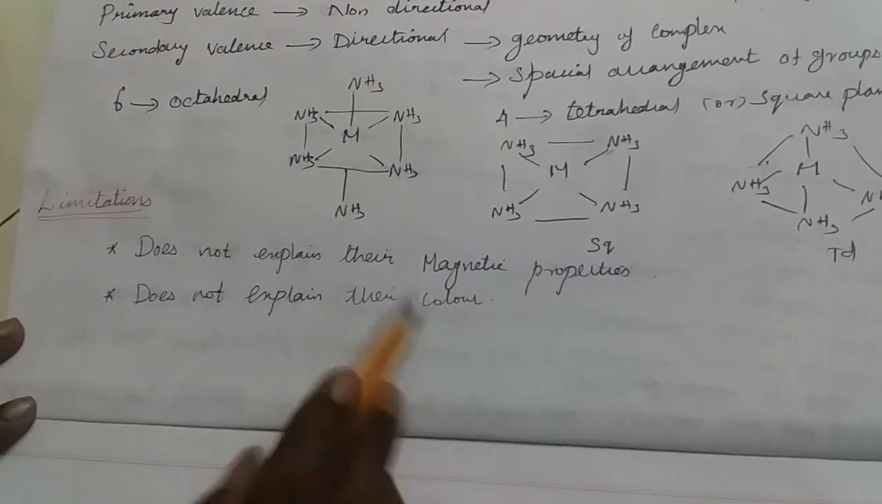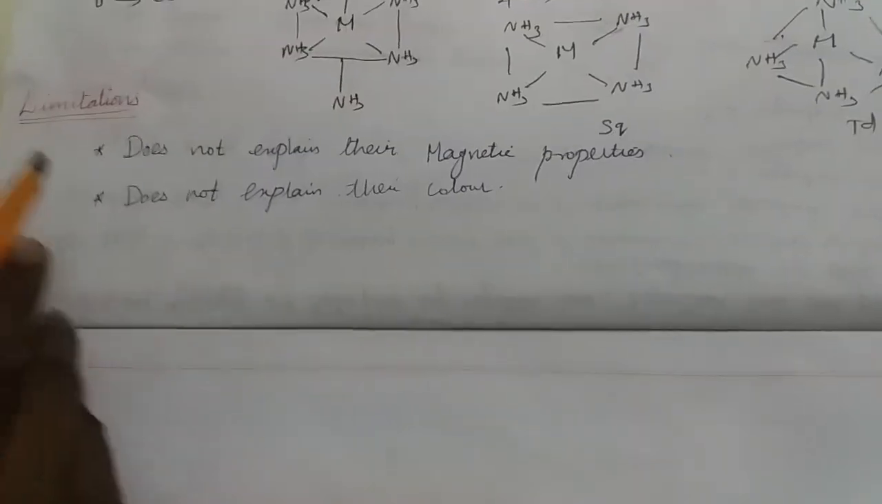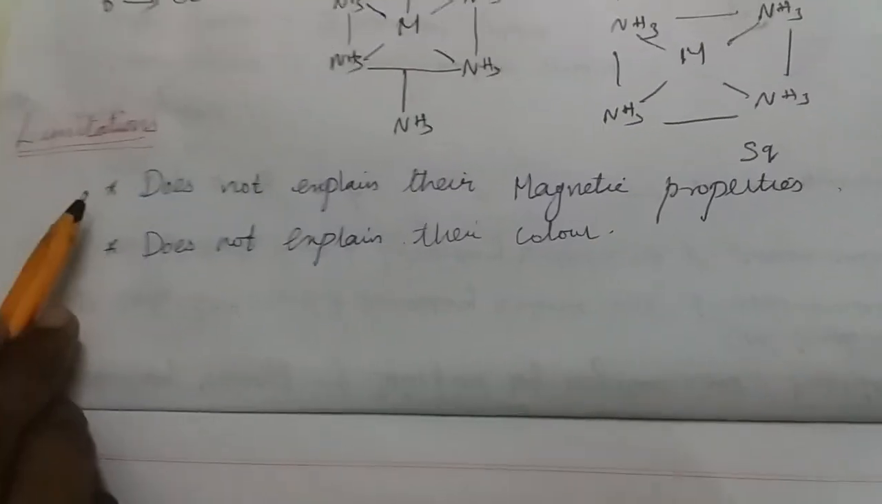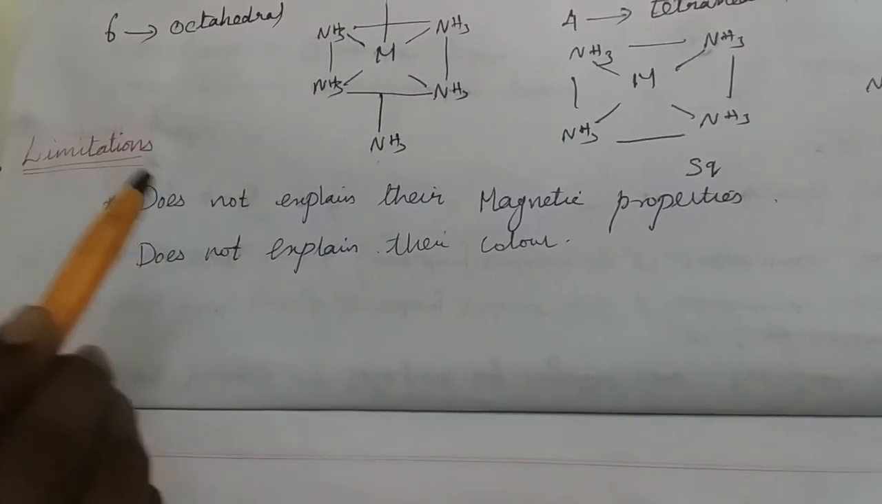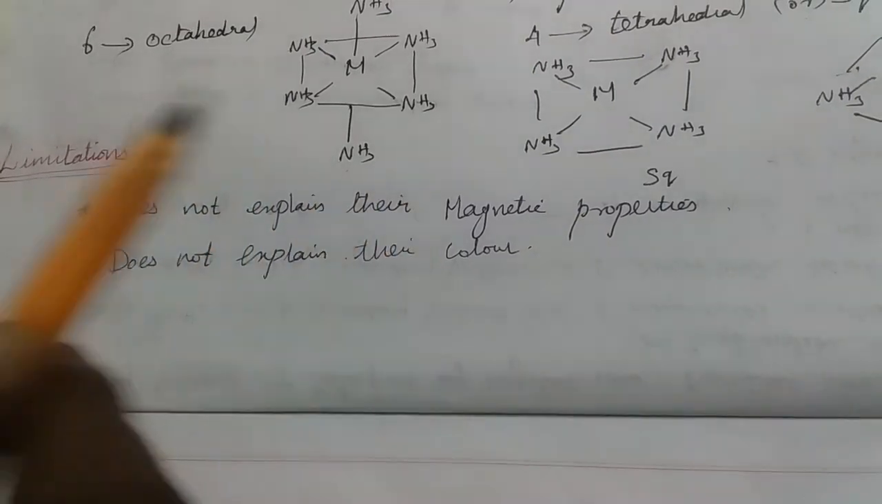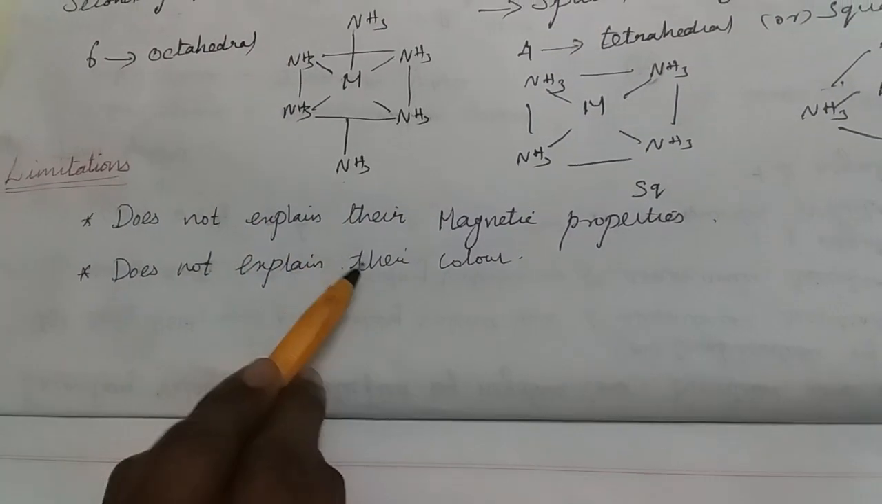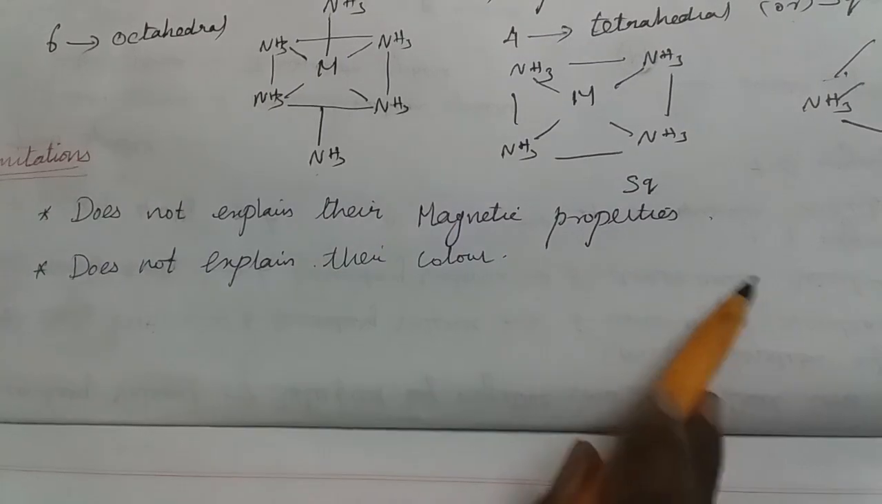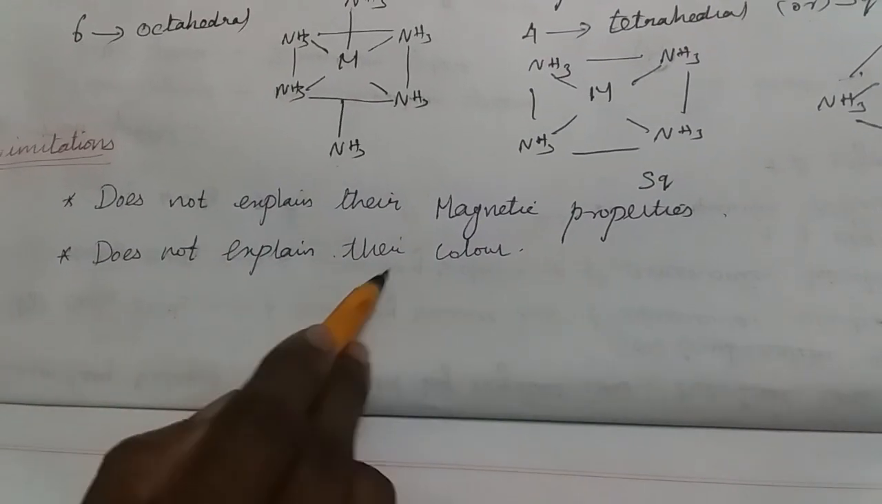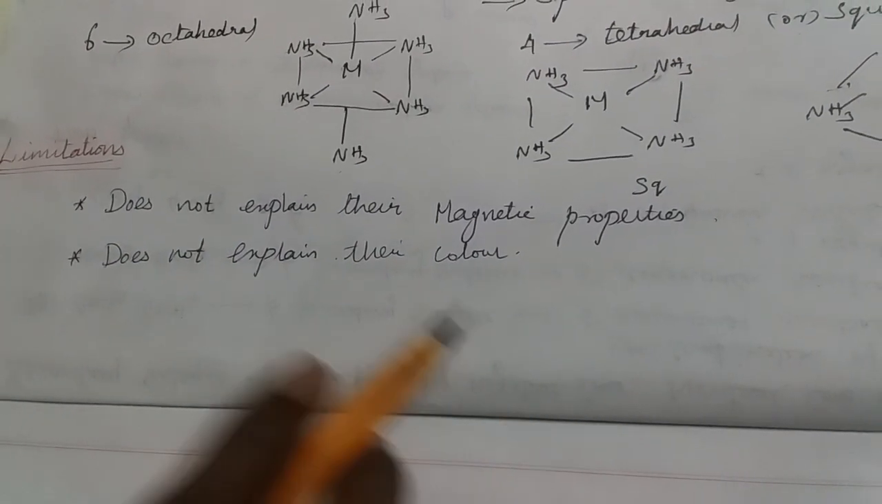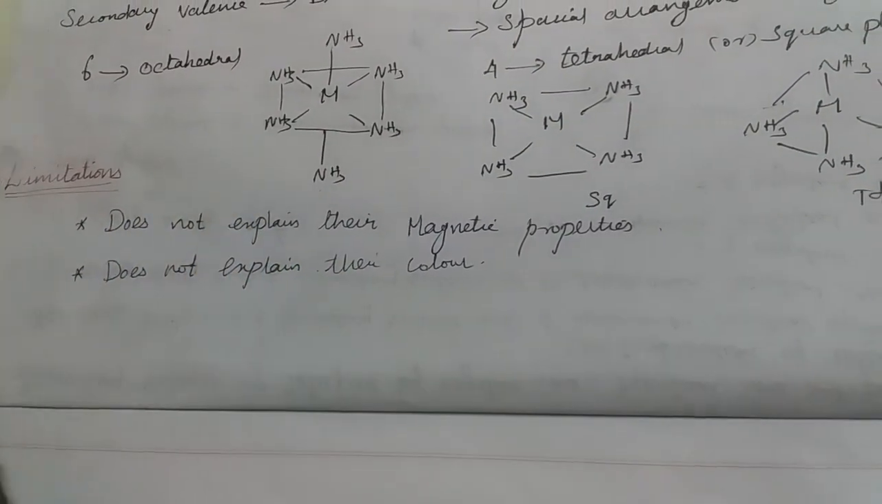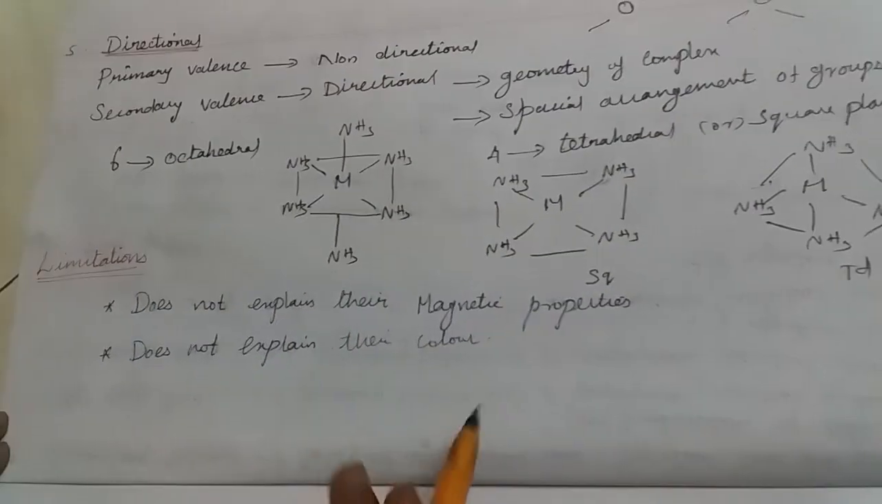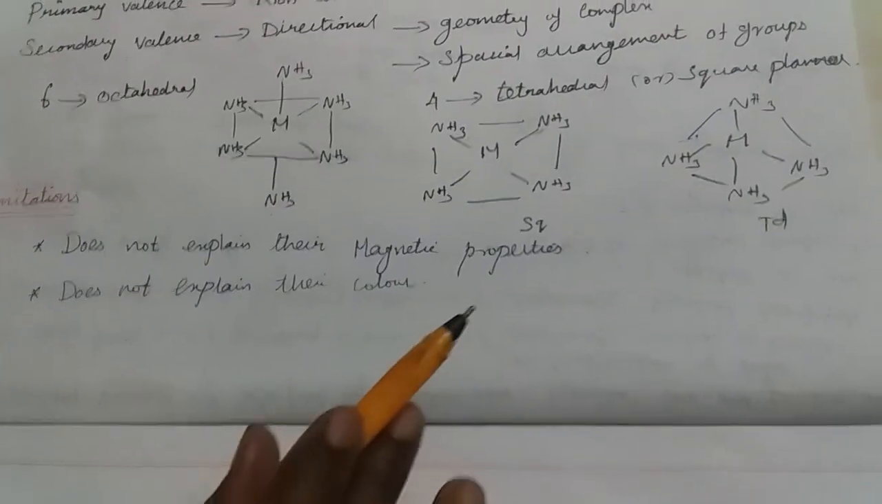These are the 5 postulates of Werner's theory, and now the limitations of Werner's theory. Even though Werner's theory was able to explain a number of properties of coordination compounds, it does not explain their magnetic properties, and does not explain their color. Thank you.